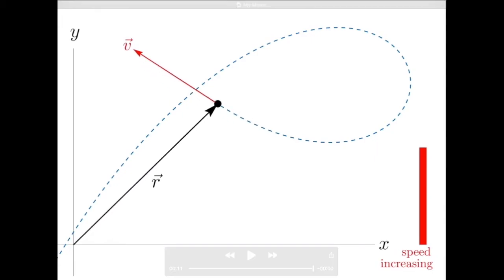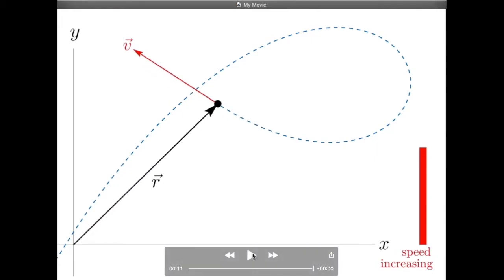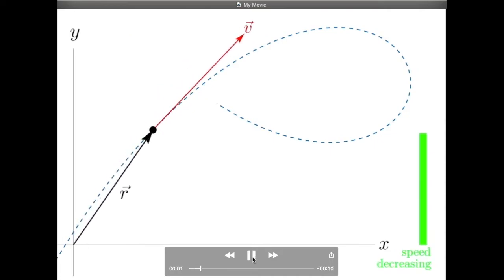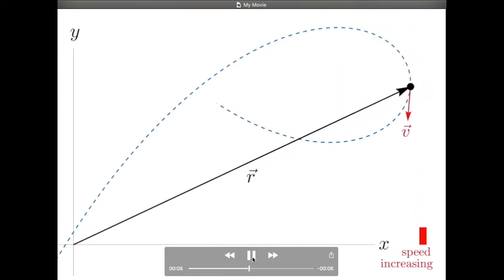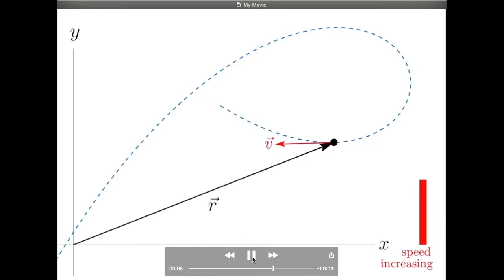So let me play this animation and we can watch the length of the velocity vector. The longer it is, the faster the object's moving. So it's slowing down now, getting shorter. Now it's moving slowly. Now it's speeding back up.